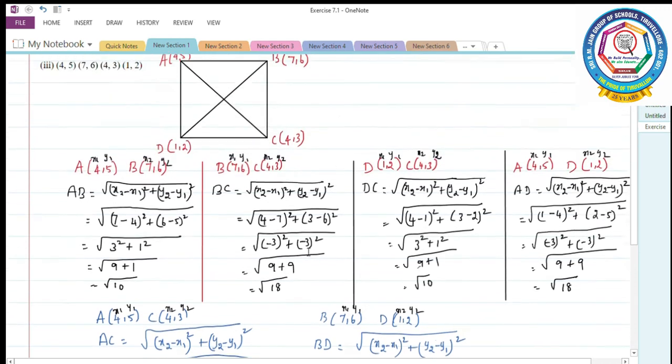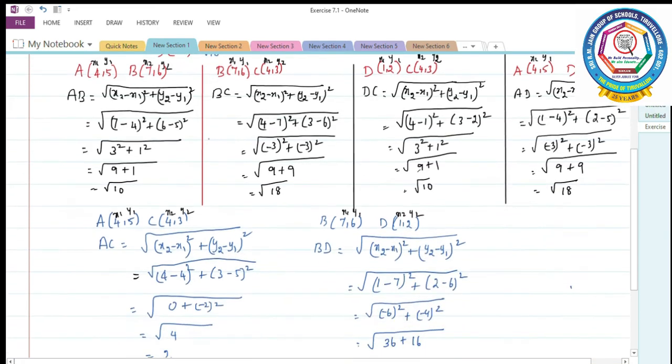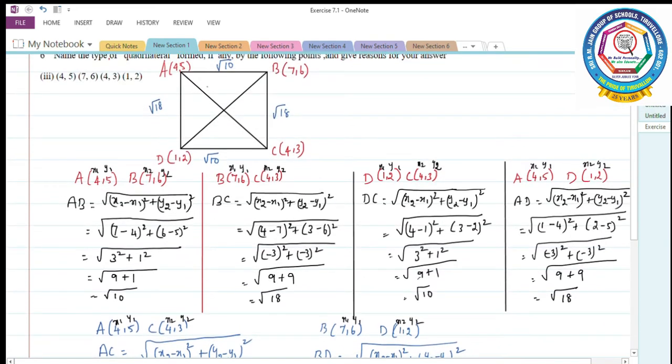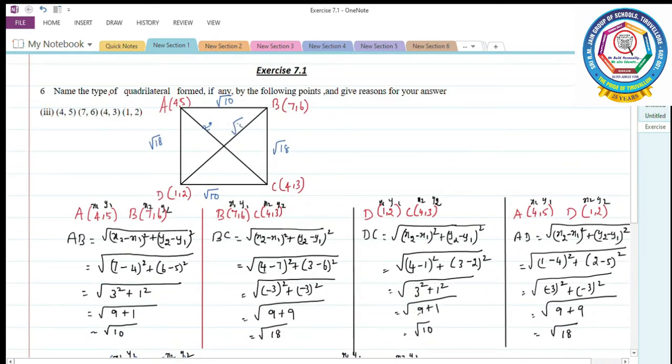Now we check. I got the four side distances. AB distance is root 10. Then BC distance is root 18. Then DC distance is root 10. Then AD distance is root 80. So for the diagonals, sorry, AC equals a distance of 2 units. And BD distance is root 52.